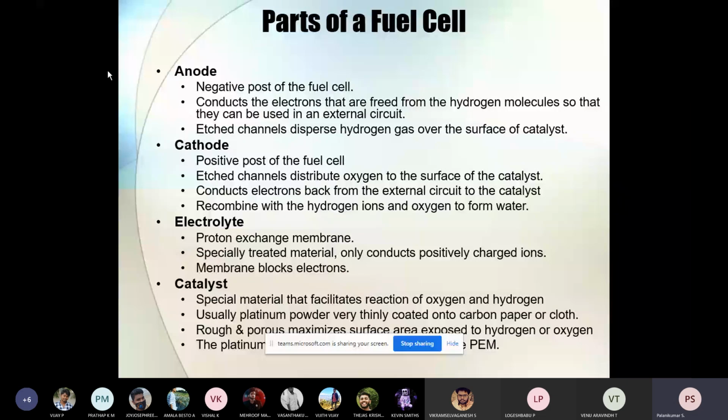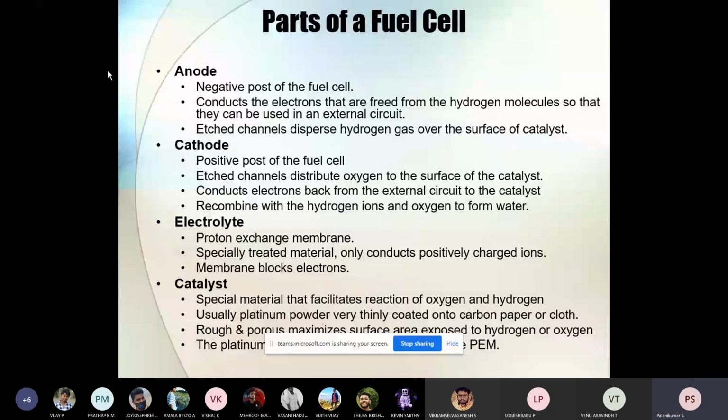Etched channels disperse hydrogen gas over the surface of the catalyst, which in turn splits the hydrogen into two ions. And the cathode is the positive post of the fuel cell.